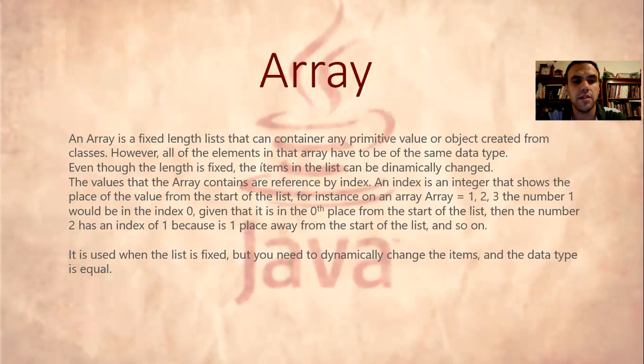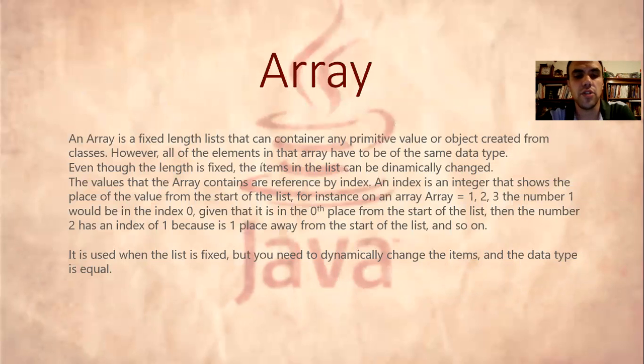As I just mentioned, the values of the array are referenced by index. An index is an integer that shows the place of the value from the start of the list. So it's an offset from the start of the list. For example, in an array of 1, 2, 3, the number 1 will be in index 0 because it's 0 from the start of the list. And then the number 2 is index 1 because it's one place away from the start of the list, and so on. So to reference an item on the list, you have to reference it by the index.